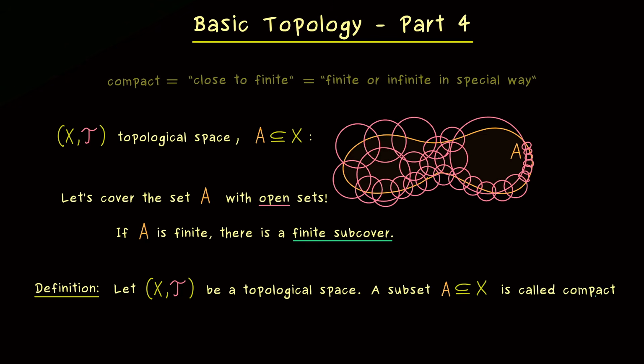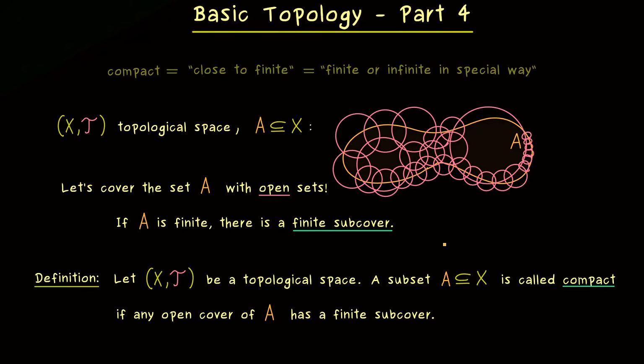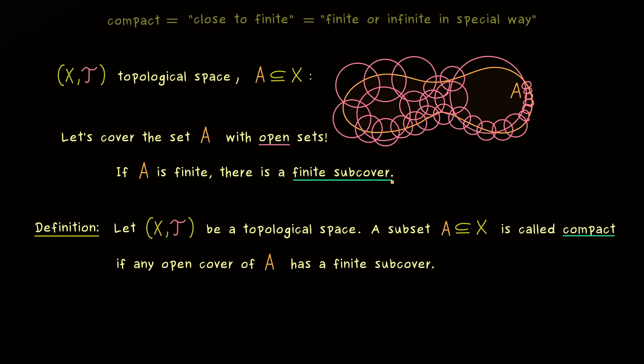We call a subset A in X compact if any open cover of A has a finite subcover. This is the short description you definitely should remember, but now we can write it down in a precise way.